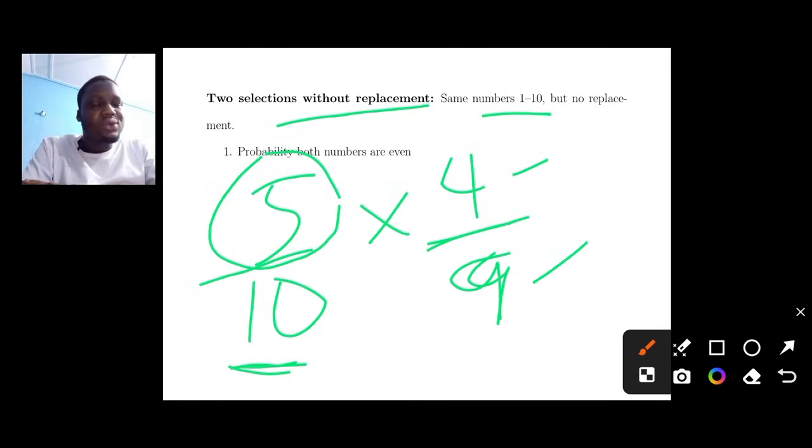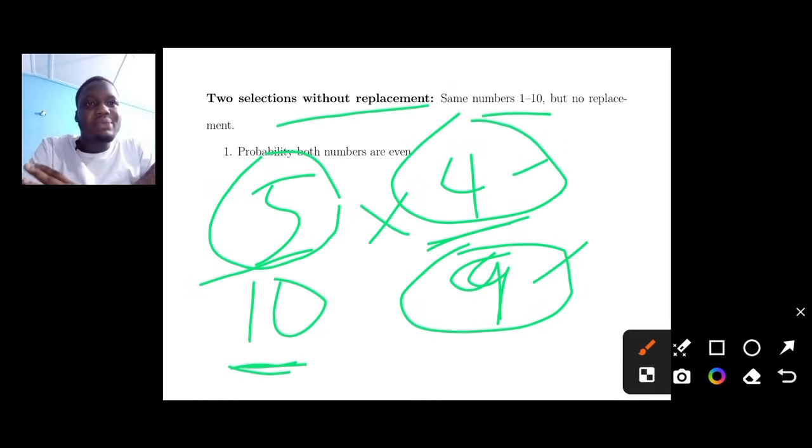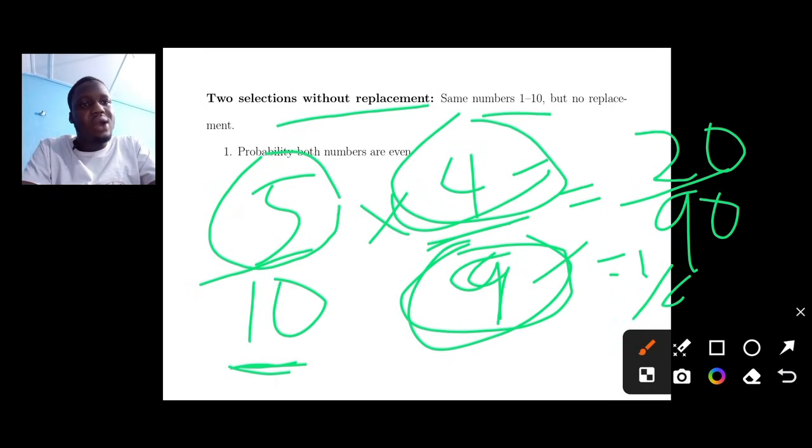So we have 4 even numbers left, and the total number of balls that we have is 9, because the first one picked 1. So we still don't have 10 items, we have only 9. And the first one picked an even number, so we have 4. That's what makes without replacement different. When you do the first event, it affects the sample size of the second. So this nicely gives us 20/90, or in other words, 2 out of 9.